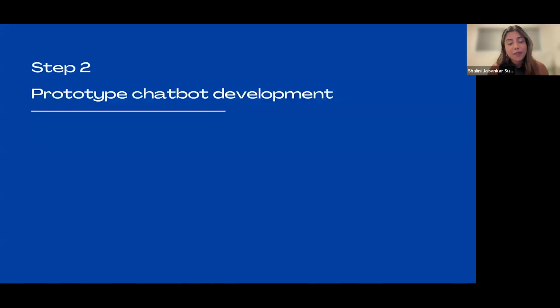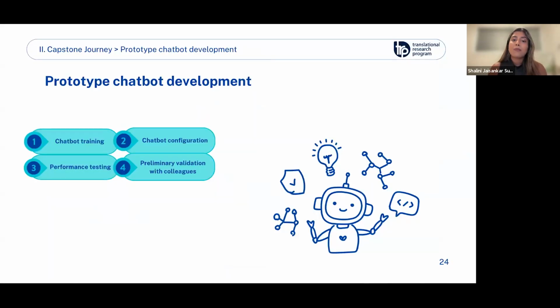Let's dive into step 2 of our project, which is the prototype development. Our prototype chatbot development took place in 4 steps. Step 1 was to train the chatbot. Step 2 was to configure the chatbot. Step 3 was to conduct performance testing. And step 4 was preliminary validation. This process was completed with the support of our technical lead who programmed the chatbot for us.